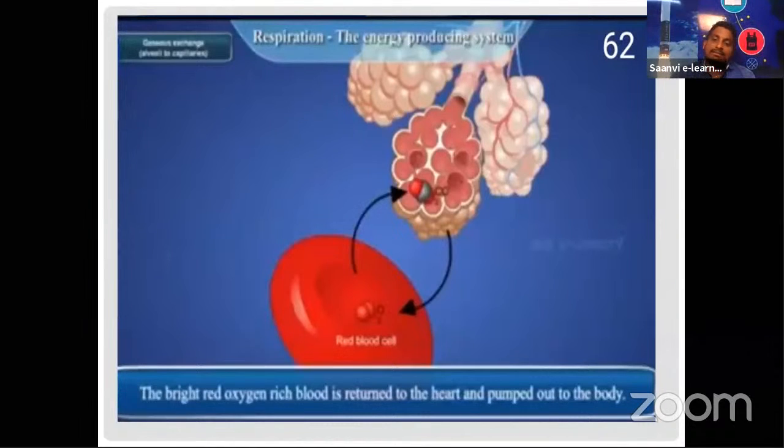Then that oxygenated blood reaches the tissue level. There, this oxygen is utilized for cellular respiration. As usual, it releases the energy and produces water and carbon dioxide. There is no need for carbon dioxide at that place, so the carbon dioxide is brought back with the help of the blood to the lungs. Then at the lungs level, the exchange takes place again: carbon dioxide to the lungs and oxygen to the capillaries.